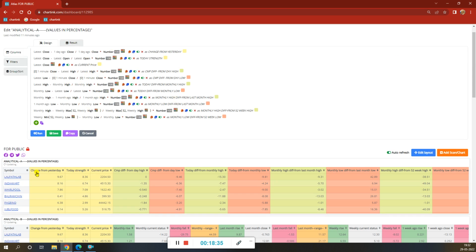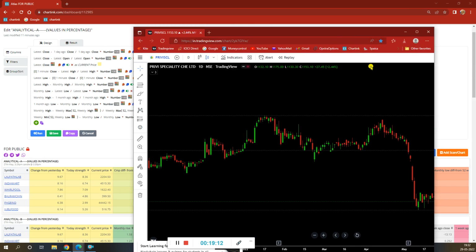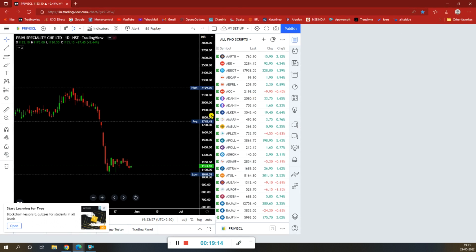Now it clearly says change from yesterday. What is the percentage which has changed from yesterday's close? Okay, this is today's strength. Why have I added today's strength? Because it is very much required for me to know what the stock behavior was after the open, because I look at the stock in terms of its strength or its weakness after it has opened. Now I'll explain why I am saying this.